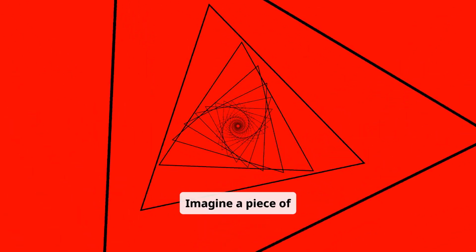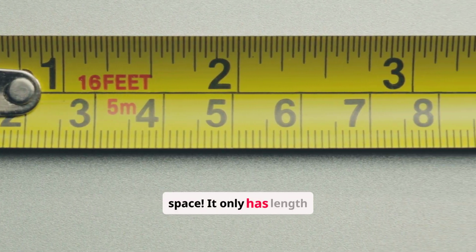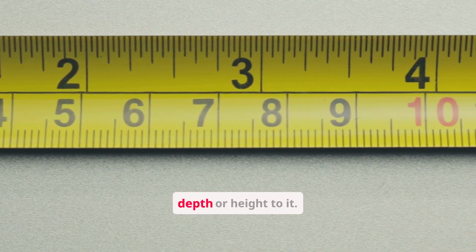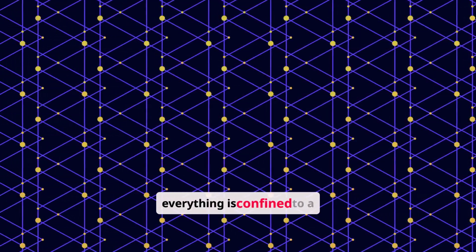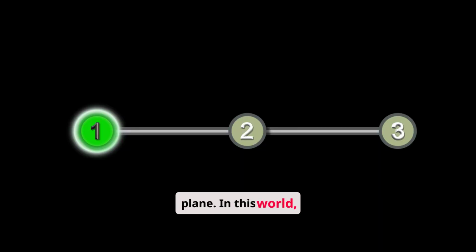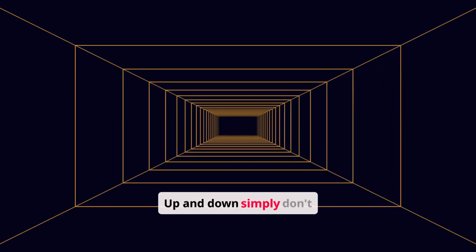Imagine a piece of paper. That's essentially a two-dimensional (2D) space. It only has length and width. There's no depth or height to it. Think of it like a flatland where everything is confined to a plane. In this world, creatures can only move forward, backward, left, or right. Up and down simply don't exist.